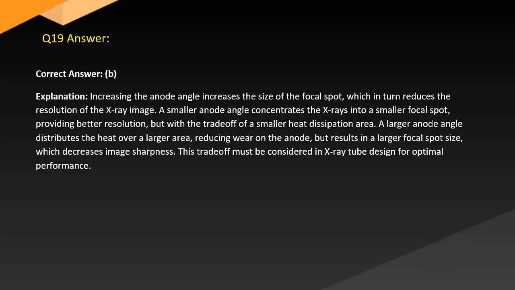Answer. Correct answer B. Explanation. Increasing the anode angle increases the size of the focal spot, which in turn reduces the resolution of the X-ray image. A smaller anode angle concentrates the X-rays into a smaller focal spot, providing better resolution, but with the trade-off of a smaller heat dissipation area. A larger anode angle distributes the heat over a larger area, reducing wear on the anode, but results in a larger focal size, which decreases image sharpness. This trade-off must be considered in X-ray tube design for optimal performance.